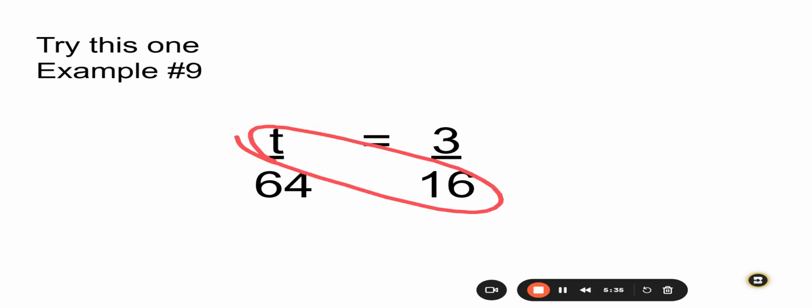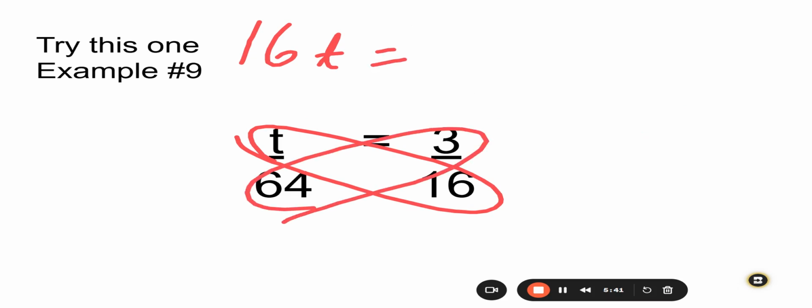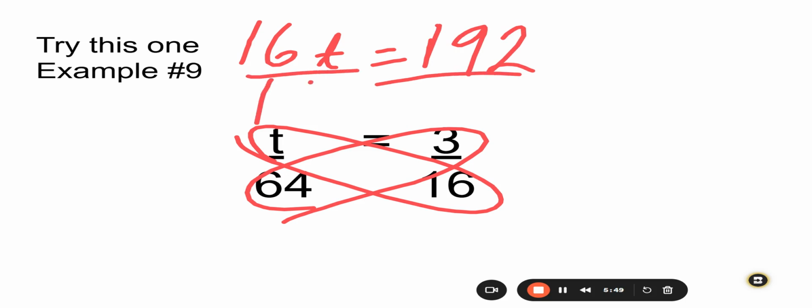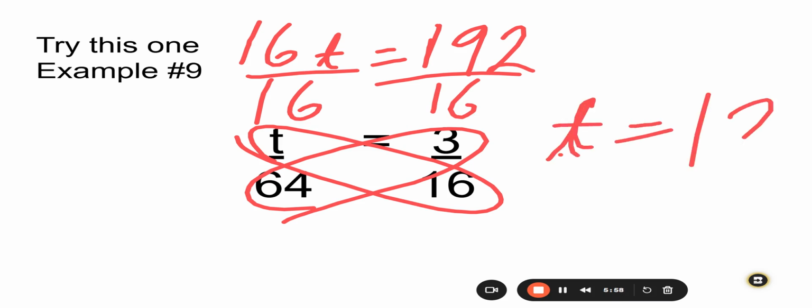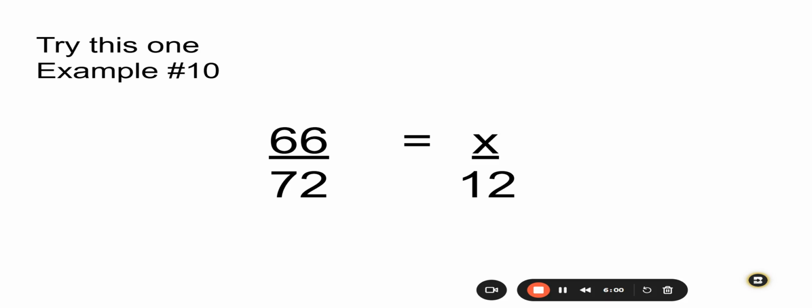T times 16 gives me 16t. And then 64 times 3 gives me 192. So then I divide both sides by 16. So 192 divided by 16, and then t equals 12. Too easy, y'all, too easy. I'm telling you, I'm looking forward to putting all these hundreds in the grade book for y'all.